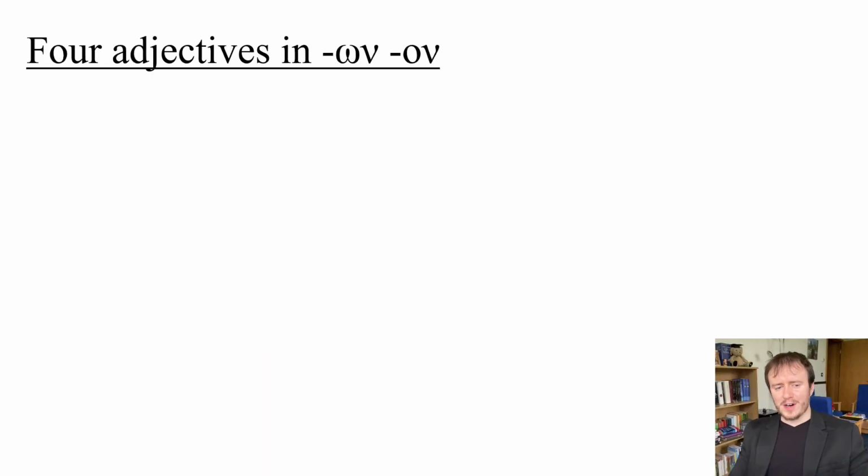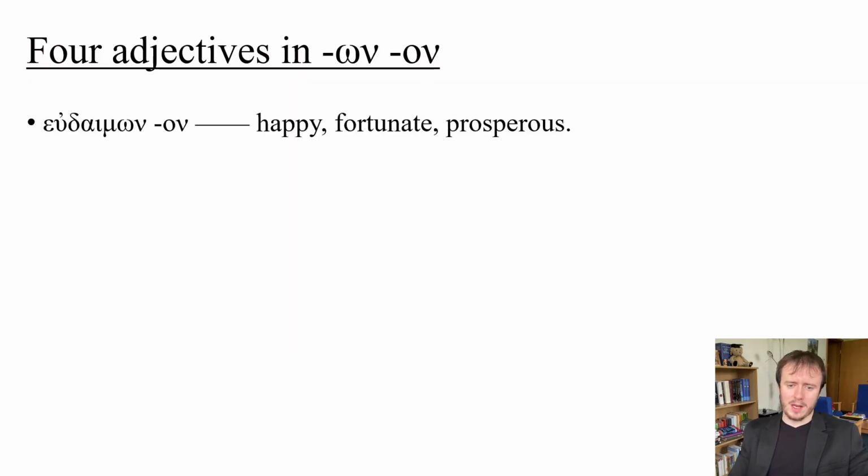Okay, so far the only adjective in -on that we know is eudaimon, meaning happy, fortunate, or prosperous. By the way, this adjective is a compound of eu, meaning well or good, and daimon, meaning spirit or god. So if you are eudaimon, literally, you're blessed by a good spirit or a good god. There is a good daimon watching over you. And so you're happy, fortunate, or prosperous.